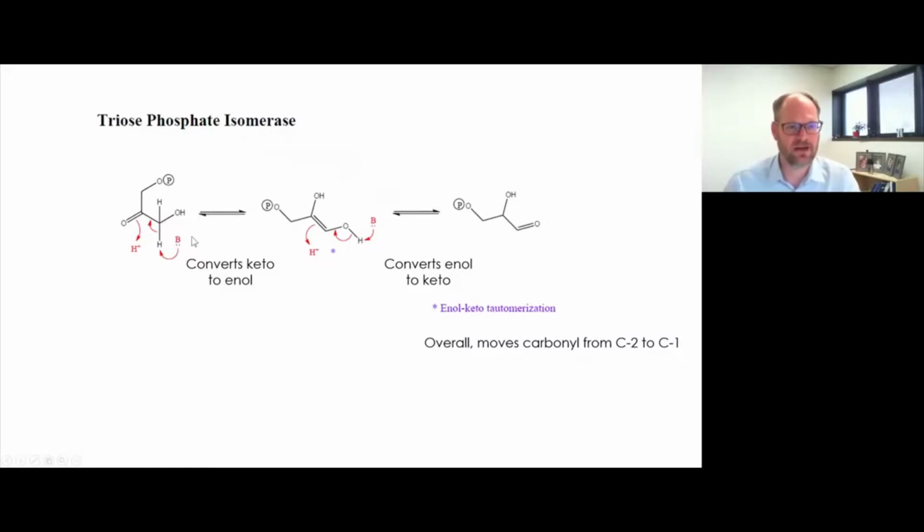The way this isomerization works is that a base abstracts the proton that ultimately goes into this. Again, this is a keto-enol tautomerization. And then from this enol intermediate, you can have a base abstracting this proton off the hydroxyl again, and then forming an aldehyde. So one simple conversion here gets us back to a molecule that can be used for the rest of glycolysis.